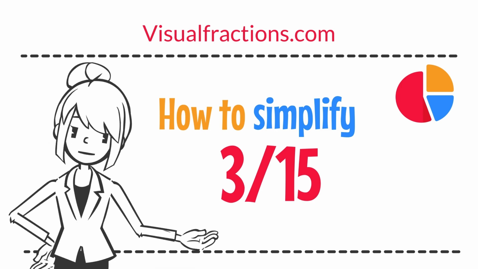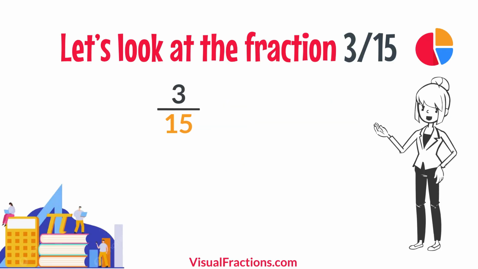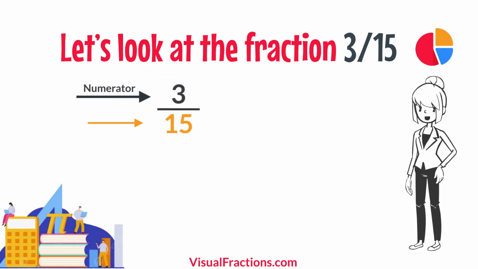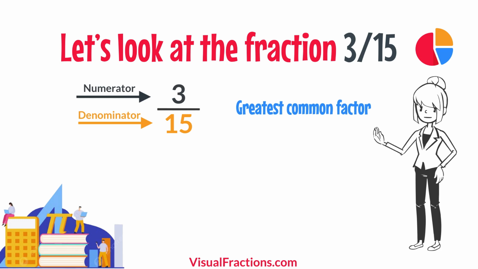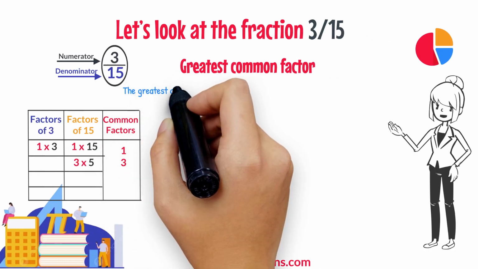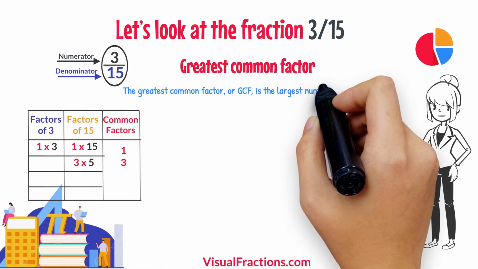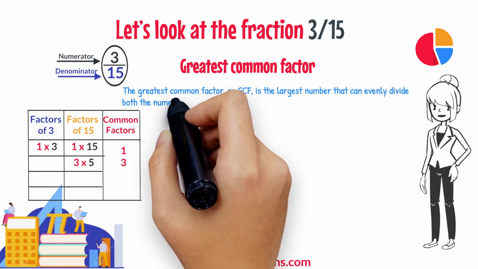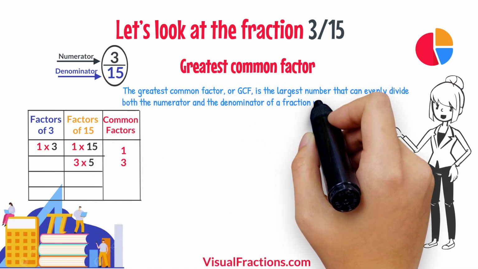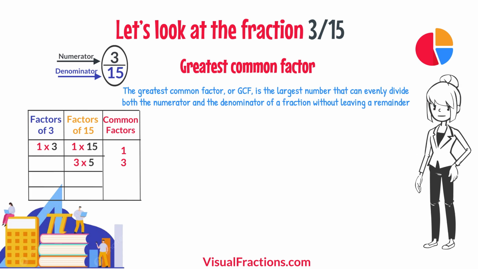Today, we're going to explore how to simplify the fraction 3/15 to its lowest terms. Let's look at the fraction 3/15. To simplify it, we'll divide both the numerator and the denominator by their greatest common factor. The greatest common factor, or GCF, is the largest number that can evenly divide both the numerator and the denominator of a fraction without leaving a remainder. For 3 and 15, that's 3.